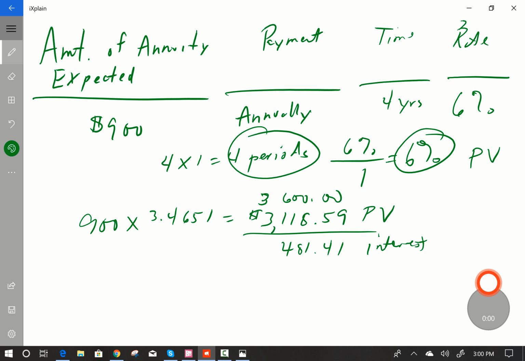Okay, so $900 a year, that is what we were paying into it, times 4 years gives us $3,600. And if we invest $3,118.59 in order to get that $900 a year for every year, the $3,600, that means we earned interest of $481.41. Let's move on down to the next one, which is number 6.